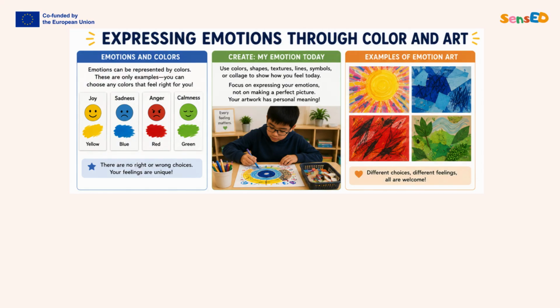Now begin the creative phase. Invite students to create an artwork called My Emotion Today. Students can use colors, shapes, textures, lines, symbols, or collage materials to represent how they feel. Some students may create abstract designs. Others may draw people, places, objects, or patterns. Encourage students to focus on expressing their emotions rather than creating a perfect picture. The emphasis is on personal meaning and self-expression.